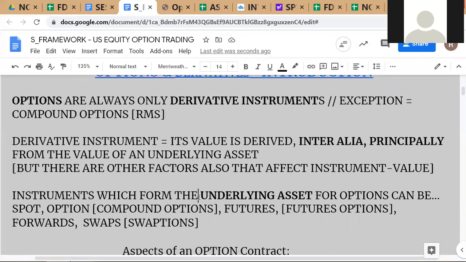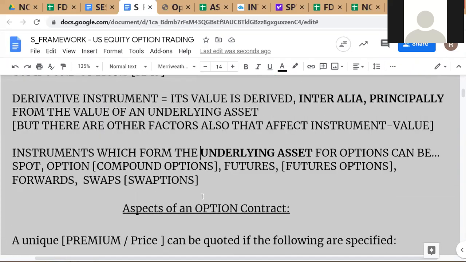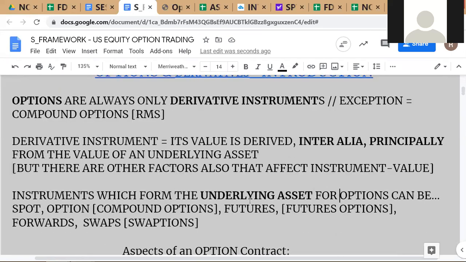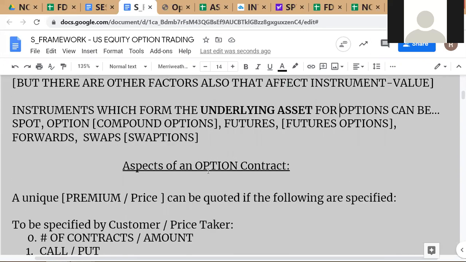what are the possible underlying assets for options? This is something else you have to have an understanding of. When options are the derivative instrument, what are the possible underlying assets? There could be many. They can be spot.